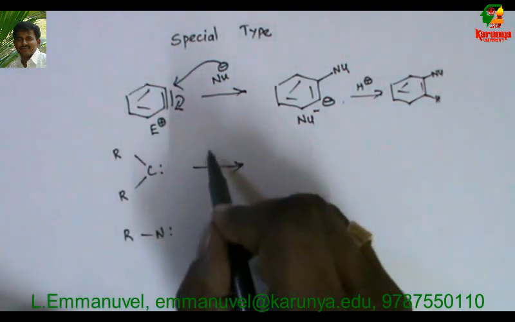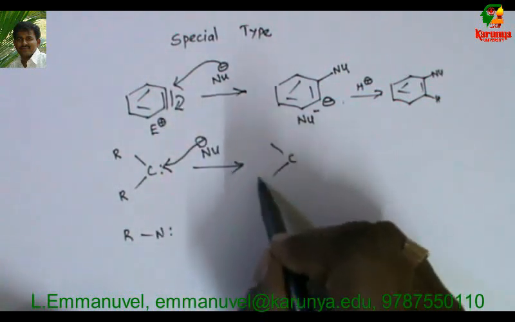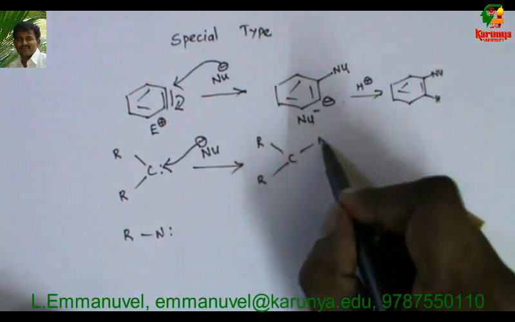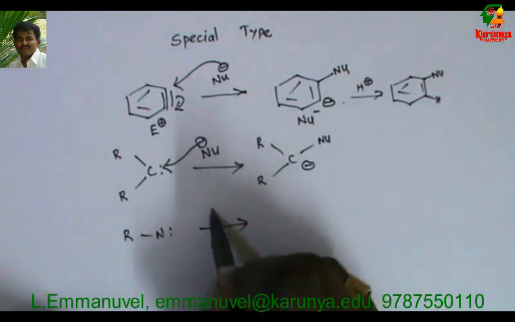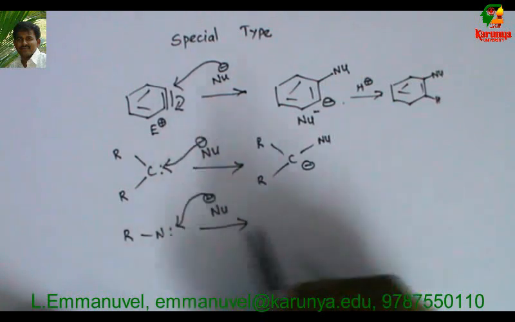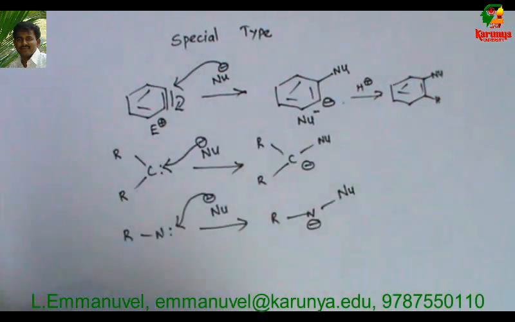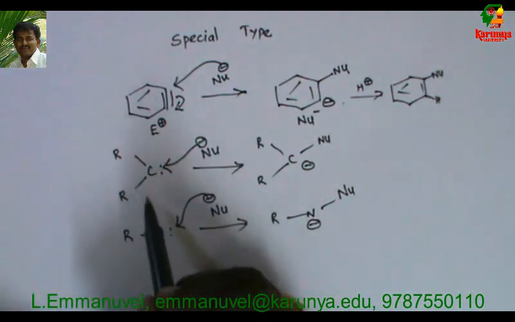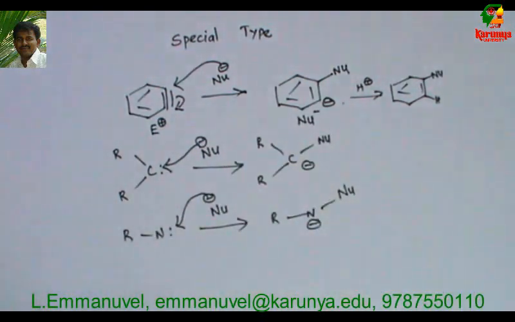Similarly, when you add nucleophile to this, what we get is minus charge. Same thing. So that is why I have categorized this separately as special type. Initially they are electrophile. After attacking by nucleophile, they become nucleophile. So this is the third category, a special type.